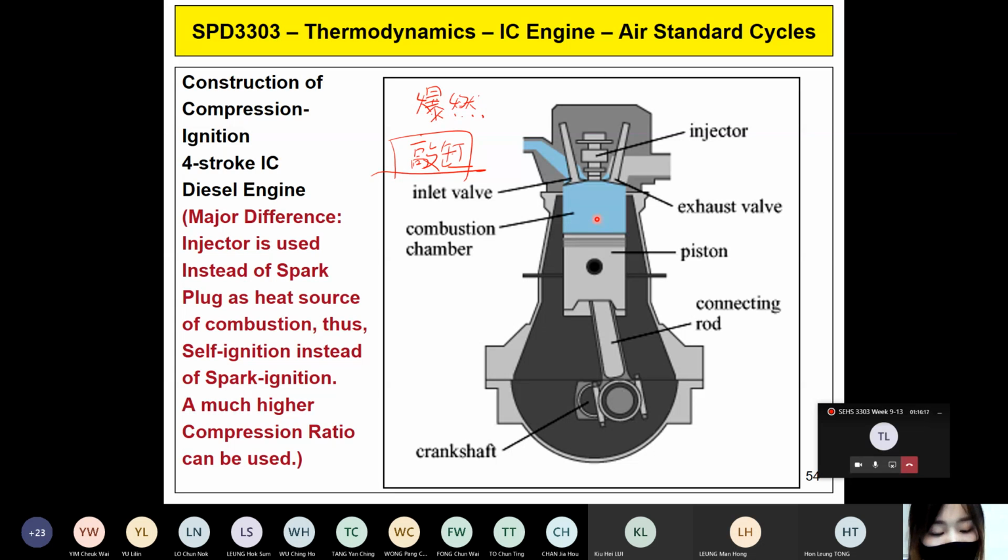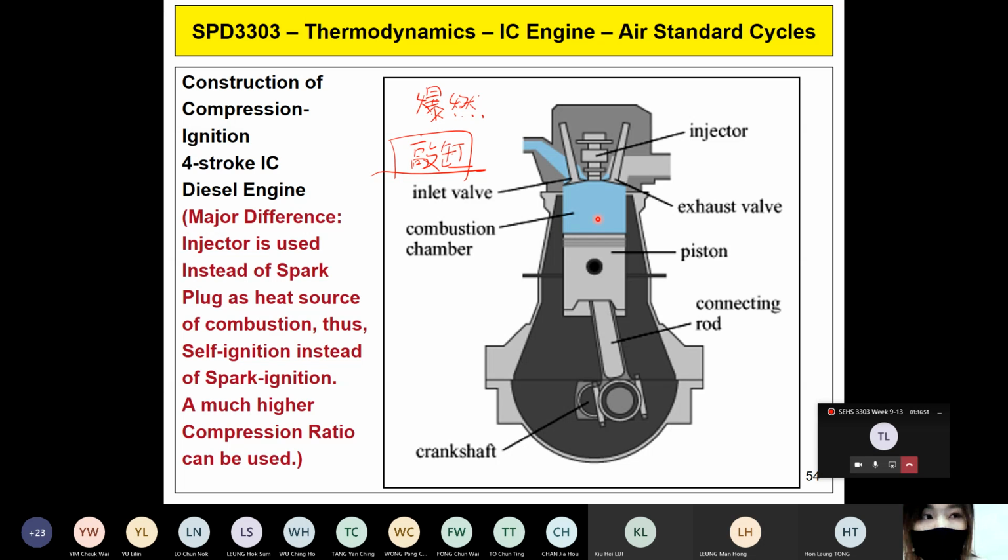Although Professor Liang has already taught you, we cannot use a very high compression ratio for a gasoline engine, it still has its advantage, right? Because you use a smaller compression ratio, you can use a smaller cylinder, smaller stroke, smaller displacement. That means it can give you faster speed, right? High speed.